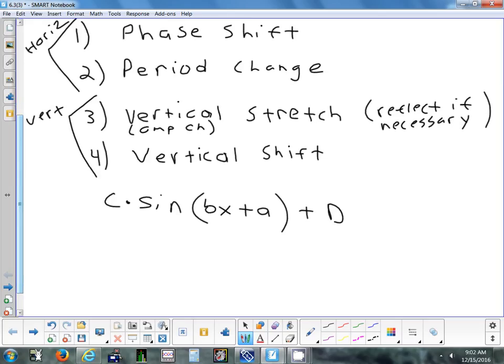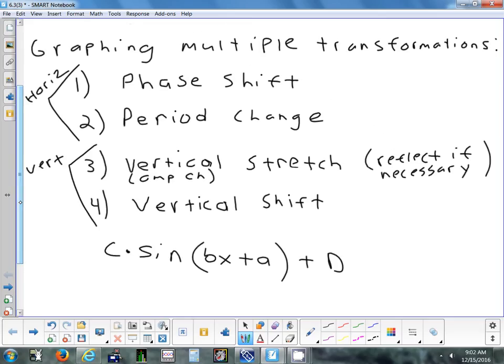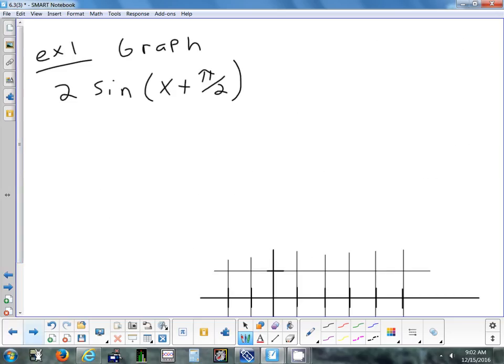Yep. Okay, so if C was negative, that's where you get the reflection. If A is negative, well, that just changes the direction you're shifting left and right. If D is negative, that just changes the direction up to down. B, we said that won't be negative. All right, so we'll try some problems where we have to do multiple transformations and just keep that order in mind.